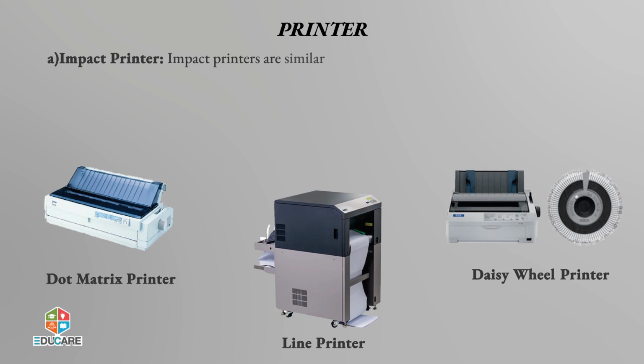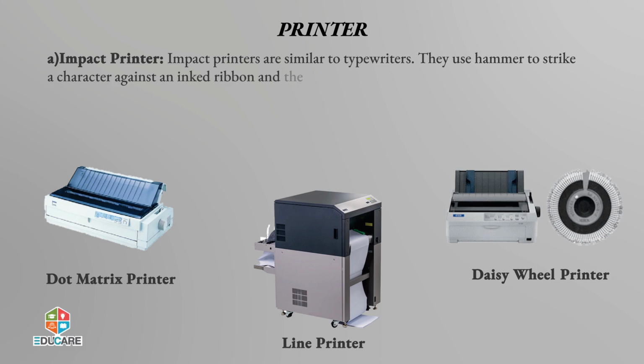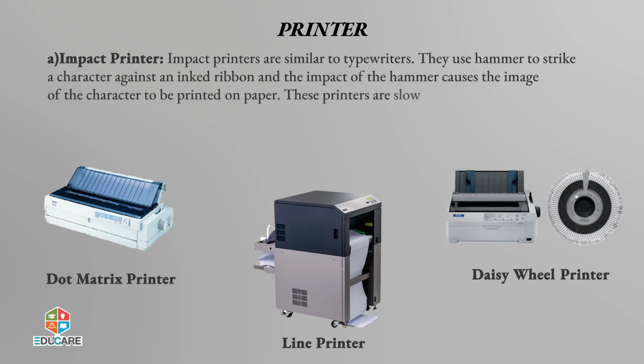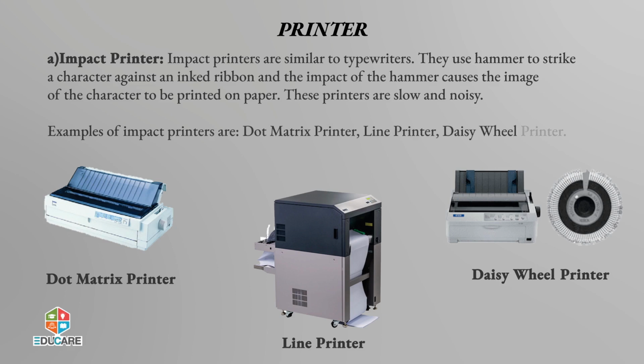Impact printers are similar to typewriters. They use hammer to strike a character against an inked ribbon, and the impact of the hammer causes the image of the character to be printed on paper. These printers are slow and noisy. Examples of impact printers are dot matrix printer, line printer, daisy wheel printer.